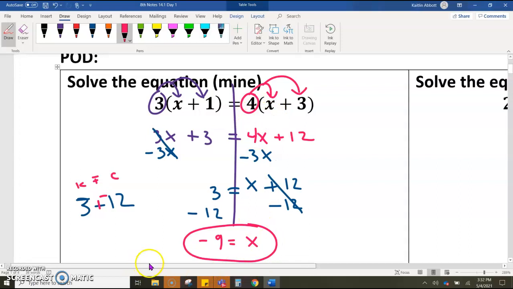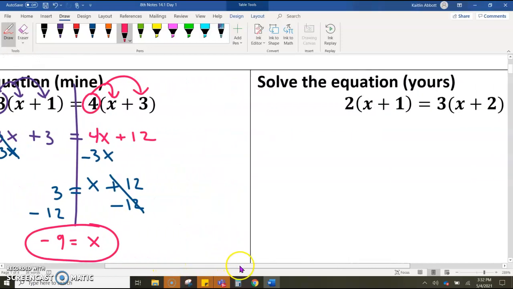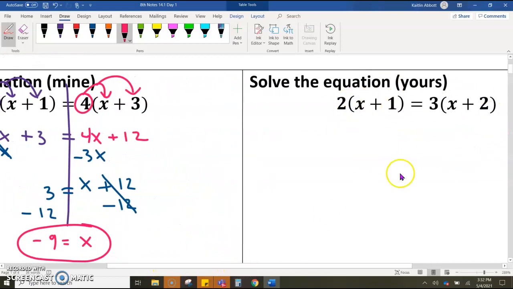All right. Hopefully you're getting the hang of this. Now this is your turn to do this problem on Nearpod. Please complete this one on Nearpod. Check back here in a minute when you're done. All right. Hopefully you have good enough time to get that done.